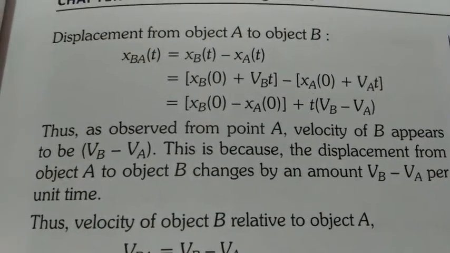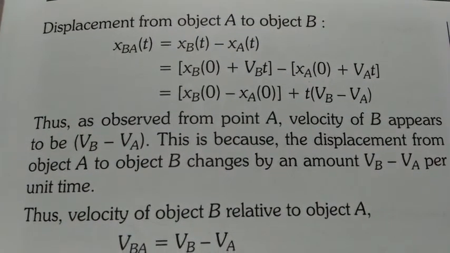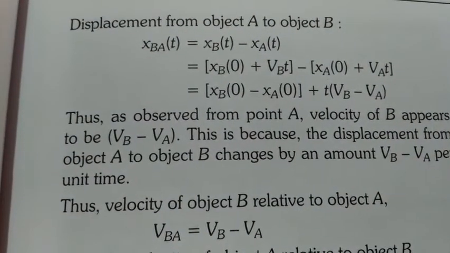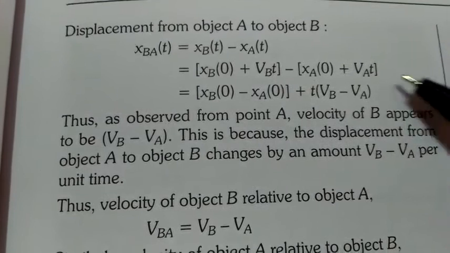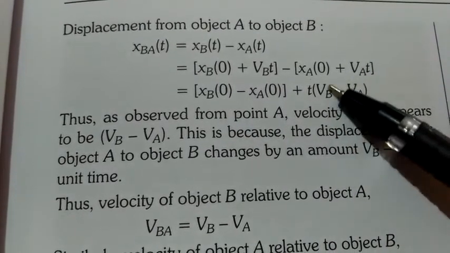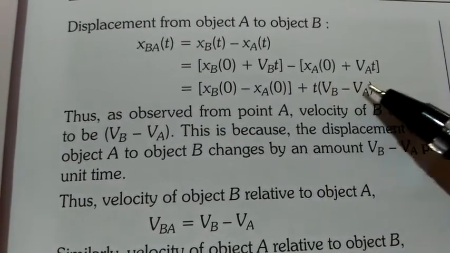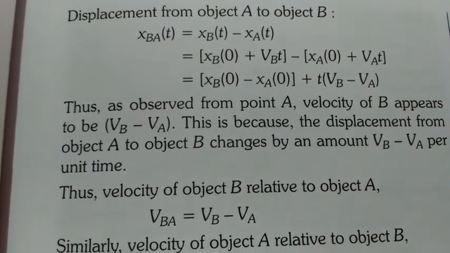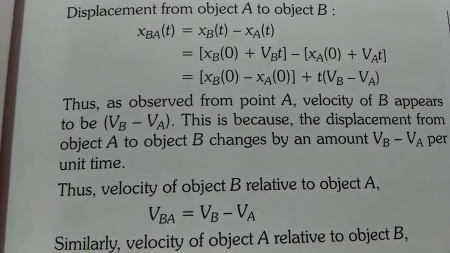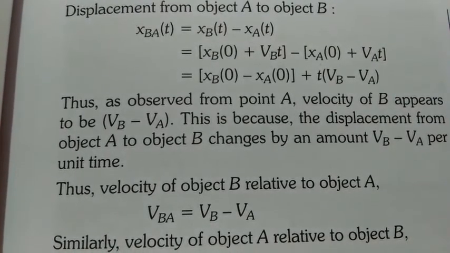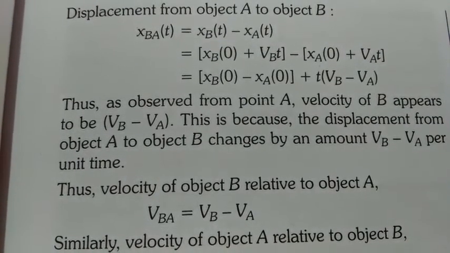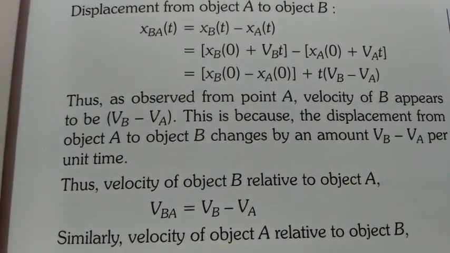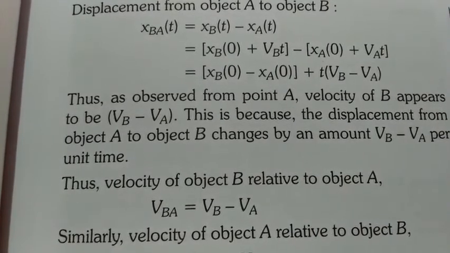And by putting the values of xB(t) and xA(t) we got this equation. And what we have observed is that from point A, the velocity of point B appears like this, VB minus VA. Why is this happening? Because the displacement from object A to object B changes by an amount VB minus VA per unit time. So if the time is more, this distance or the change will be more.